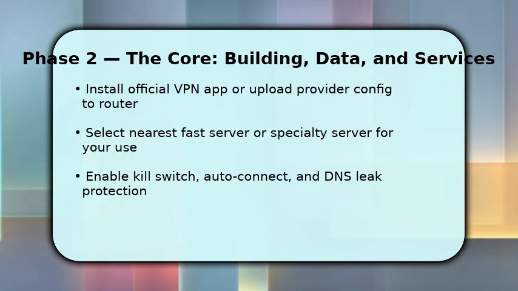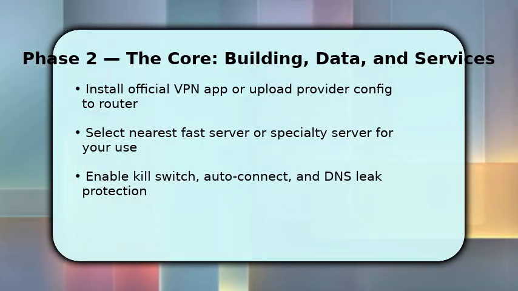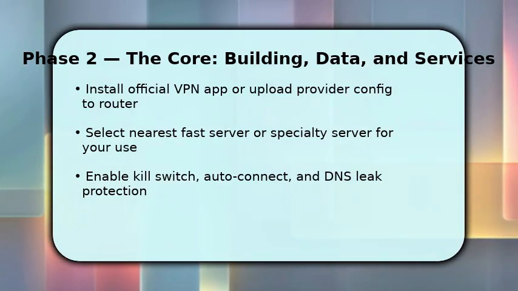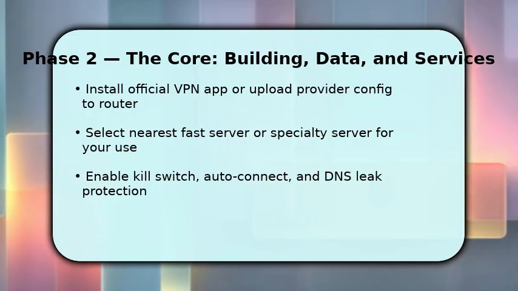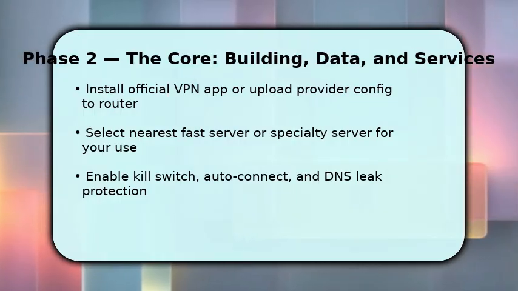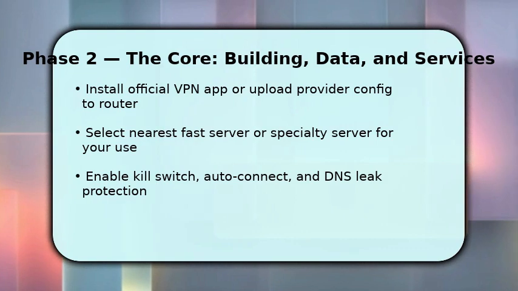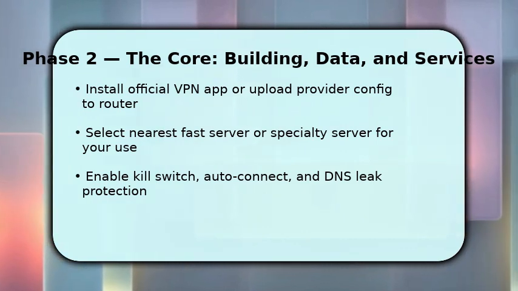Once connected, select a nearby server for speed or a specialty server for streaming or P2P. Make sure to enable the kill switch and DNS leak protection. These settings prevent data leaks if the tunnel drops. After that, test with an IP check to verify the tunnel is active.